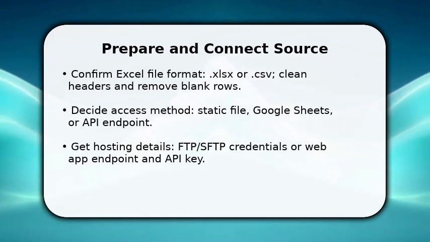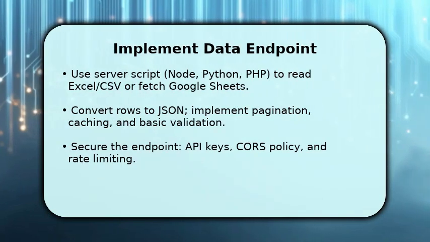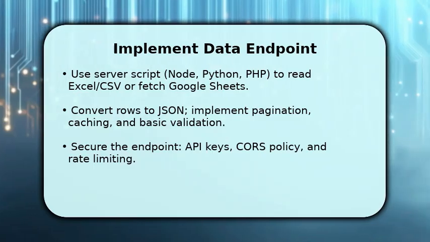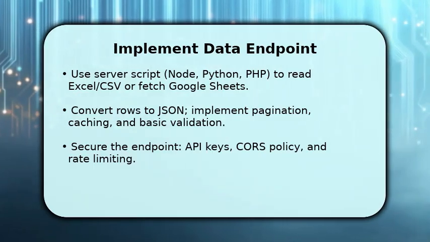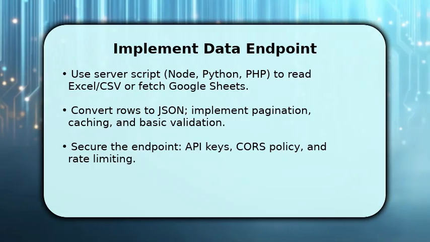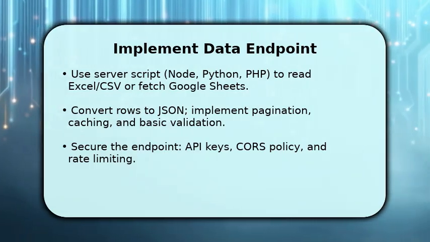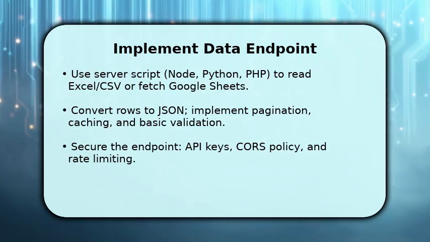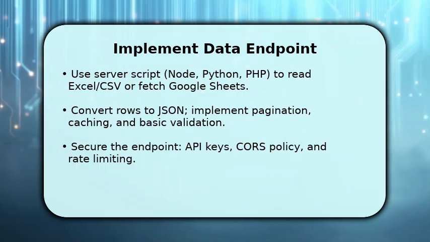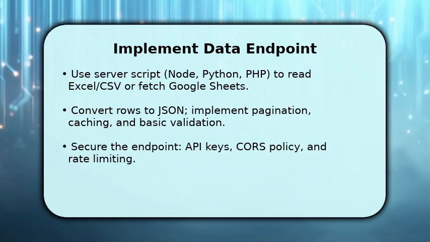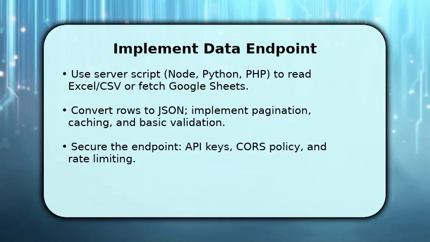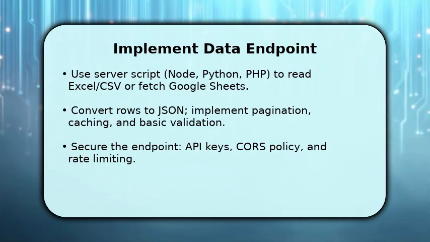You now implement the middle layer that converts spreadsheet rows into web-ready JSON. On your server, use a library, pandas/openpyxl for Python, ExcelJS for Node, to read the file, or call the Google Sheets API for live data. Transform rows to structured JSON, add pagination and caching to avoid heavy loads, and validate types to prevent malformed responses.